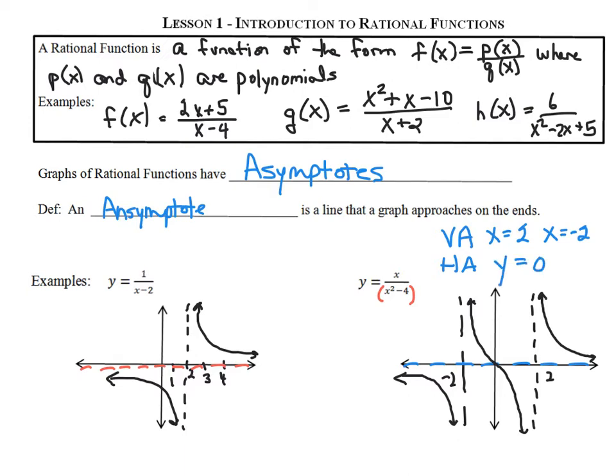So on our graph, here are my vertical asymptotes. Here's my horizontal asymptote. And again, you'll see that at the ends of the graphs, whether it be on the right or left-hand end, or as the graph is getting very small or very large, the y values, or the outputs, are approaching those asymptotes.